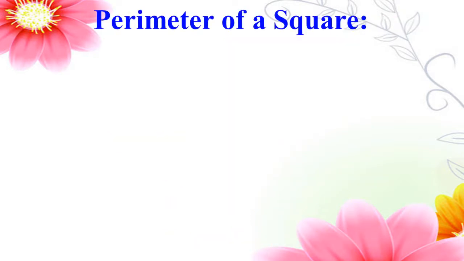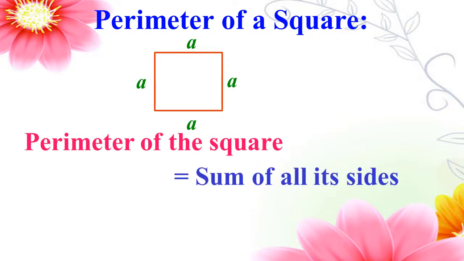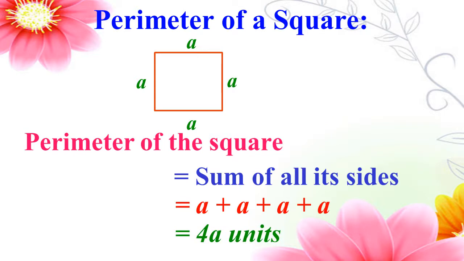So next, perimeter of a square. Perimeter of the square equal to sum of all its sides. Here, the side of the square is denoted by A. Here, all the sides are equal. So, A plus A plus A plus A equal to 4A units. Therefore, perimeter of the square equal to 4A units.